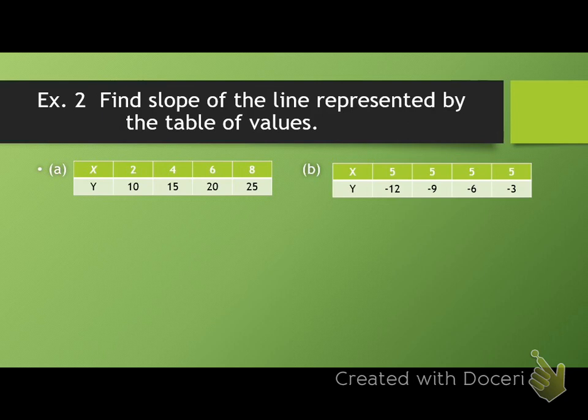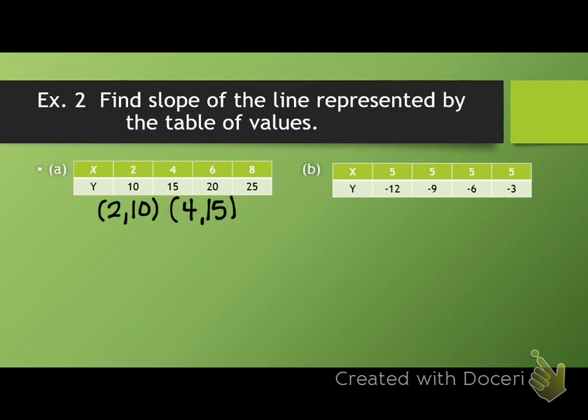How many points do I need in order to use the slope formula? Y minus y over x minus x. How many ordered pairs do I need to use the formula? Class? 2. How many ordered pairs are on this table? 4. Does it matter which 2 I choose? No, it doesn't. So let's pick a pair. I'm going to pick 2, 10 and 4, 15.